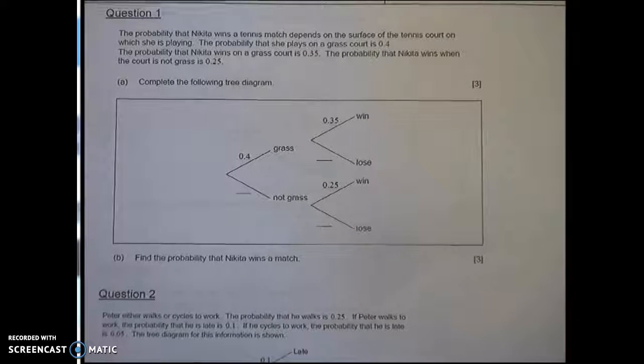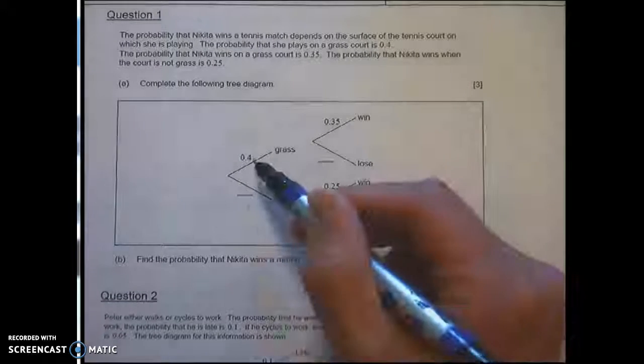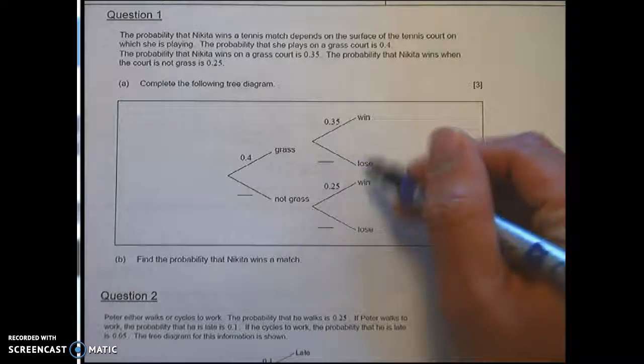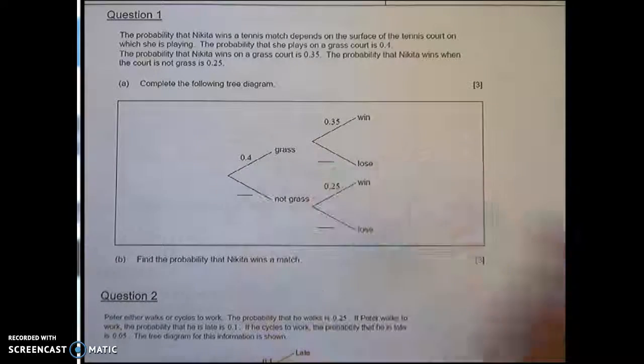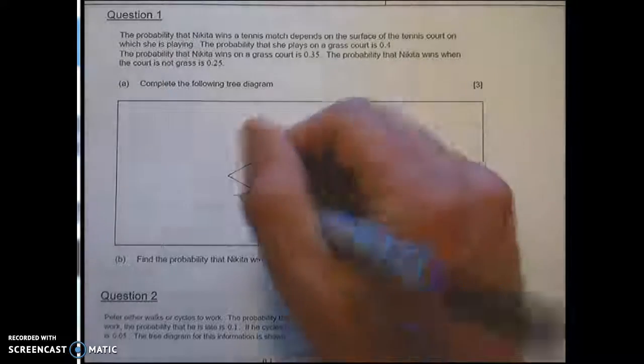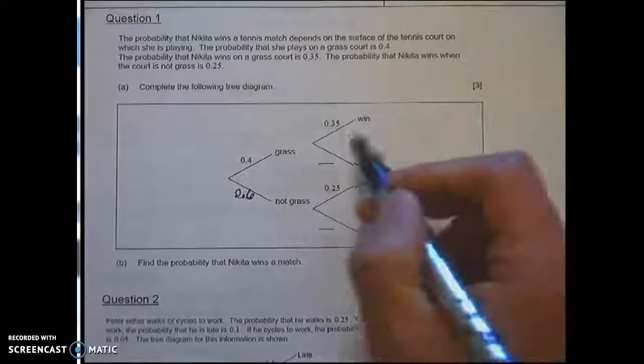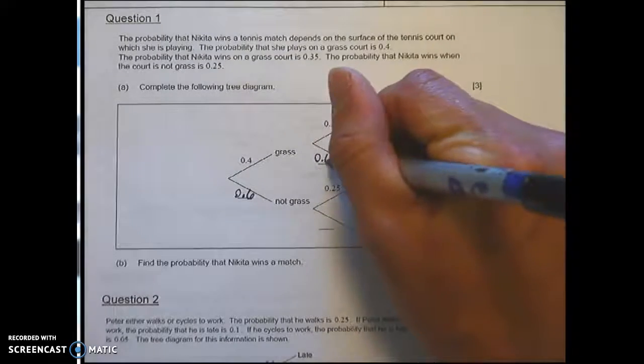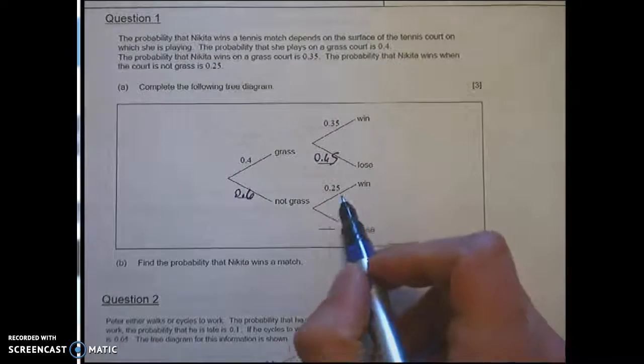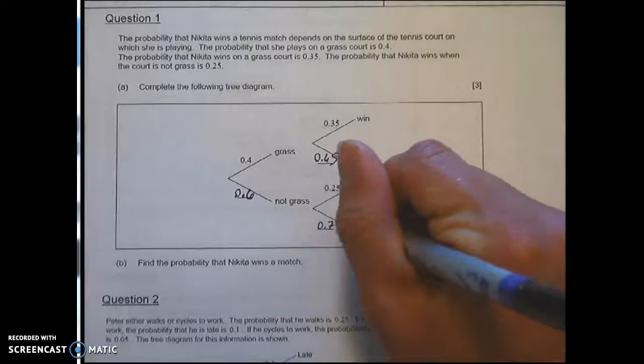First thing you ought to know about tree diagrams is that the branches, of which there are 3 here, need to add up to 1. So if that one's 0.4, this one's going to be 0.6, because they need to add up to 1. If that's 0.35, this is 0.65. If that's 0.25, that's 0.75 right there.